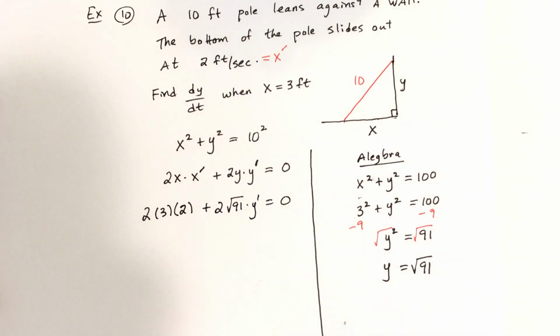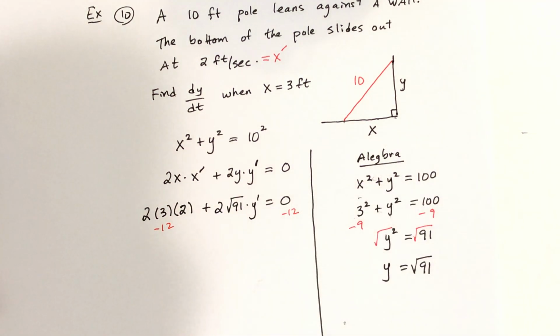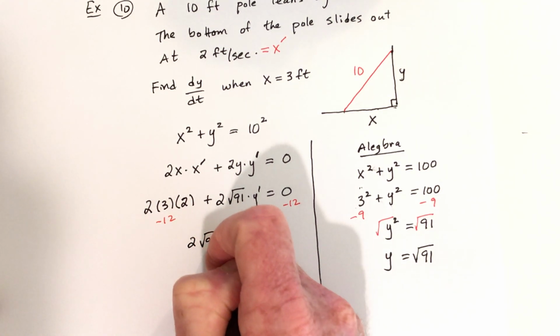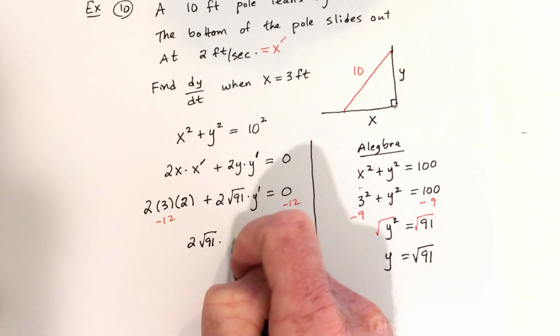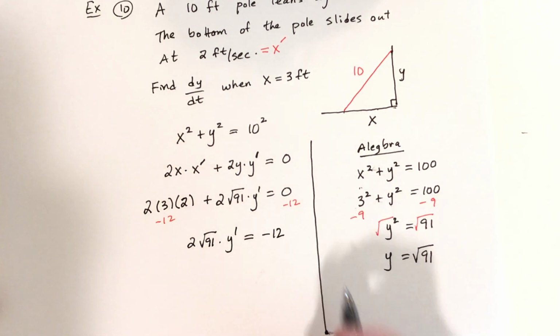So now I just need to solve for y. This is going to be 2 times 3 is 6, times another 2 is 12, so subtract 12 from both sides. And we're left with 2 and the square root of 91 times y prime. And on the right side, we've got a negative 12.